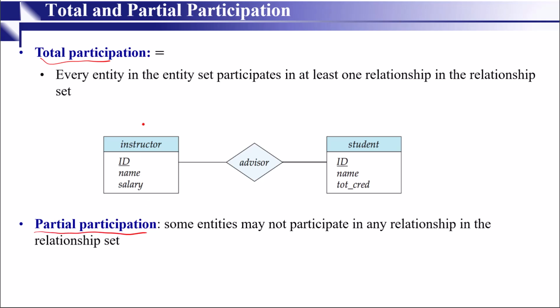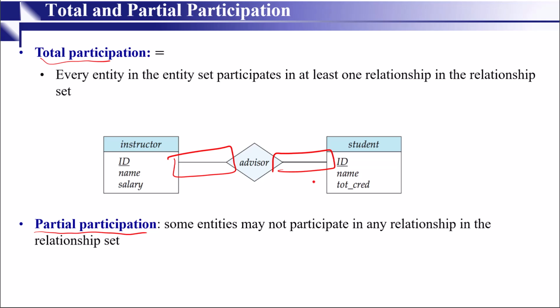The total participation means every entity must join a relationship. Must join. It means you can say all students must be advised. On the other hand, for the case of partial, it allows optional involvement. For example, not all instructors must have a student to advise. We show the total participation by a double line, as you can see here, and partial with a single line.